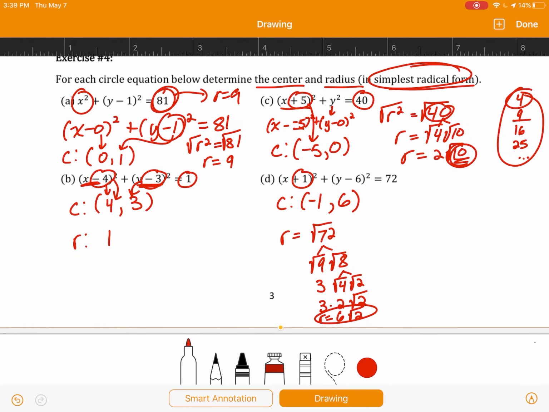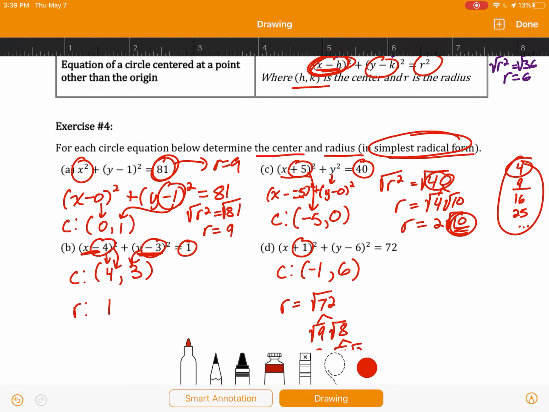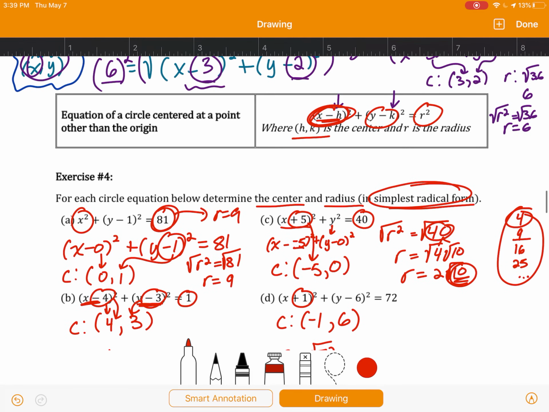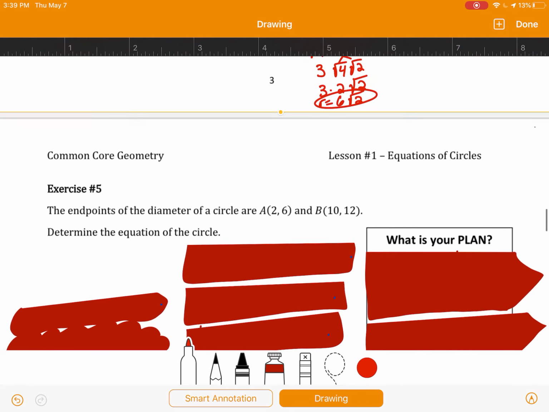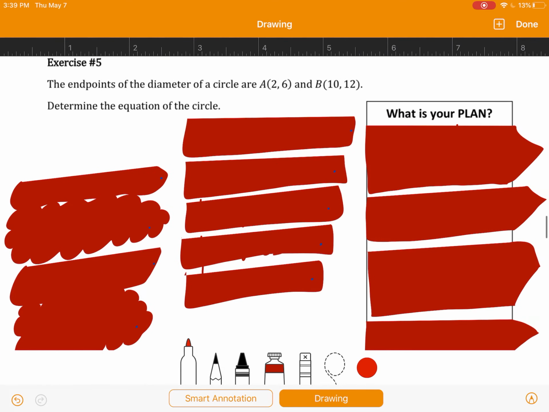Okay, so that is basically what you're going to have to do with these circle equations. And there's some other things that you can do with these. So sometimes they don't just give you the equation and you have to figure out the circle and radius. Sometimes they give you other information and you have to determine the equation of the circle.